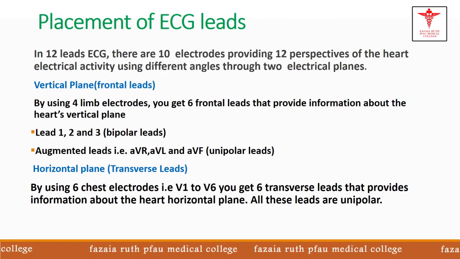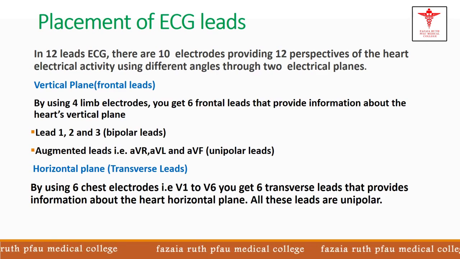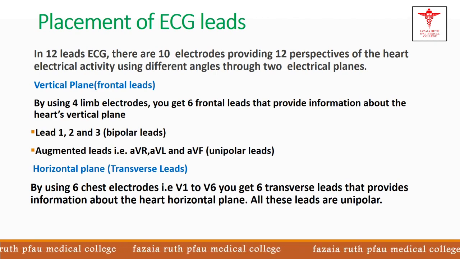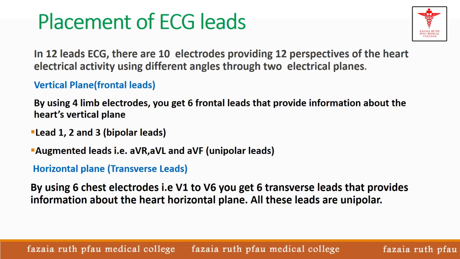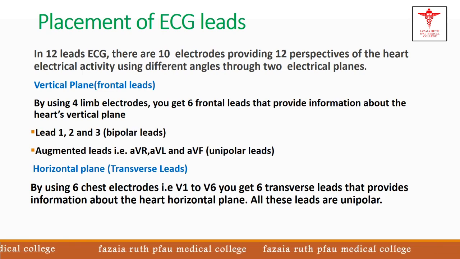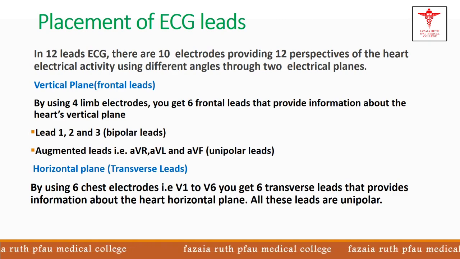Okay students, placement of ECG leads. As you already know, for the recording of ECG on the ECG machine, the placement of leads on the chest wall and limbs is very important for accurate measurement. In a 12 lead ECG, there are 10 electrodes providing 12 perspectives of the heart's electrical activity using different angles through two electrical planes, the vertical plane and the horizontal plane.